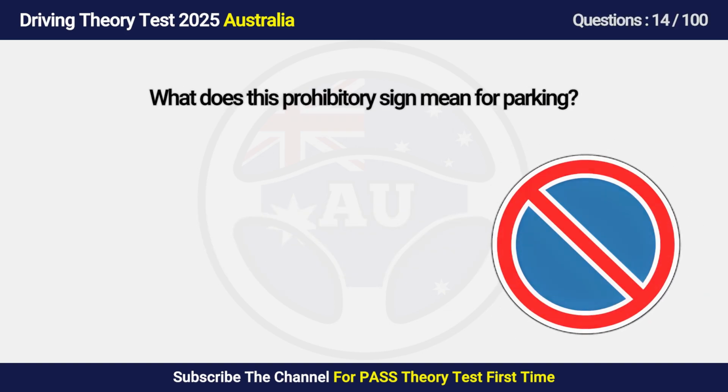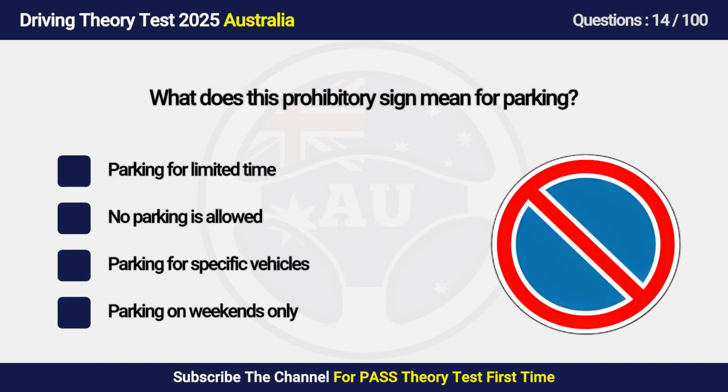Question 14. What does this prohibitory sign mean for parking? A. Parking for limited time. B. No parking is allowed. C. Parking for specific vehicles. D. Parking on weekends only.